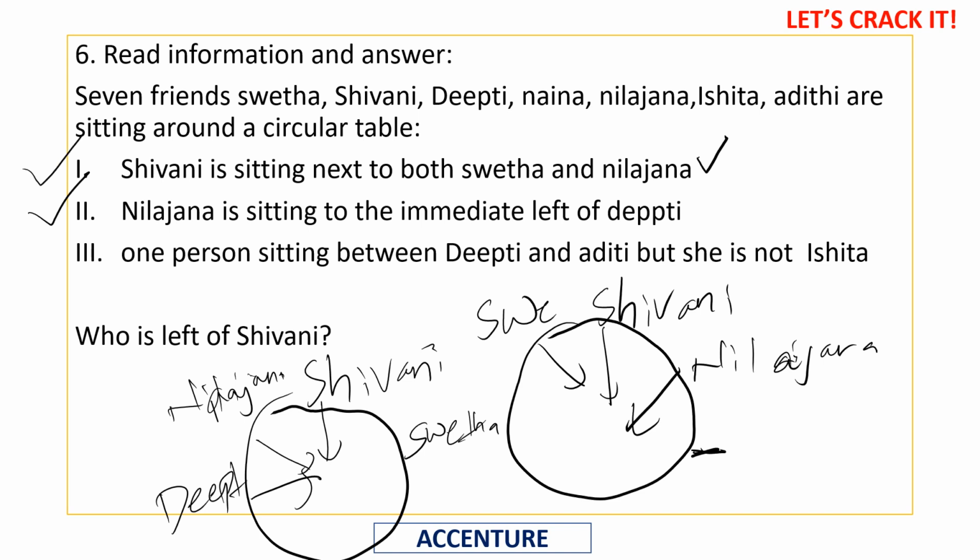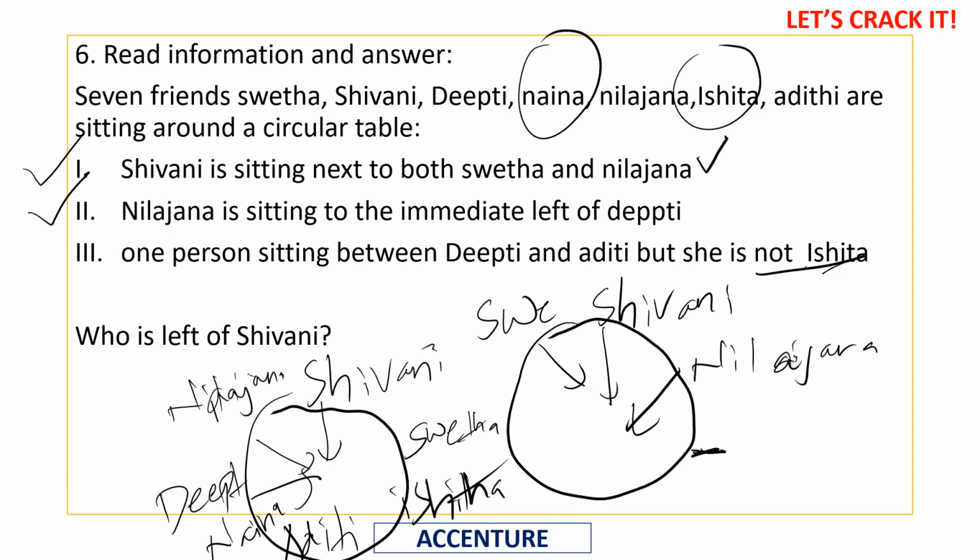And finally, one person sitting between Deepthi and Aditi. Somewhere if I consider Aditi here, so between Deepthi and Aditi, who are missing? The rest two people are, one is Naina and the other is Ishita. But here clearly it is mentioned that it is not Ishita. So the other person will be Naina. So Naina will be sitting here, and finally the leftover person Ishita is here.